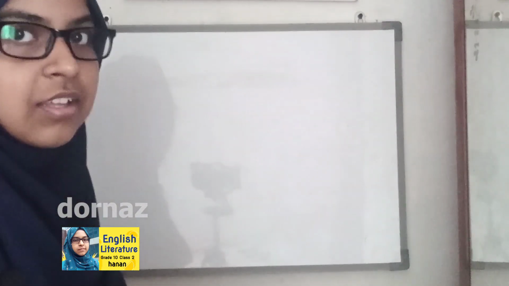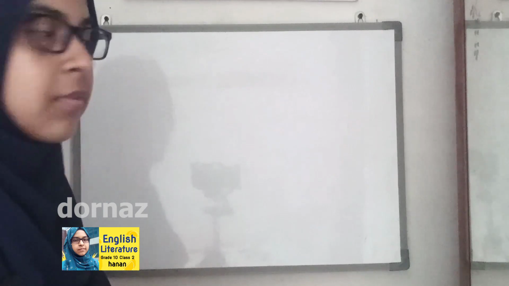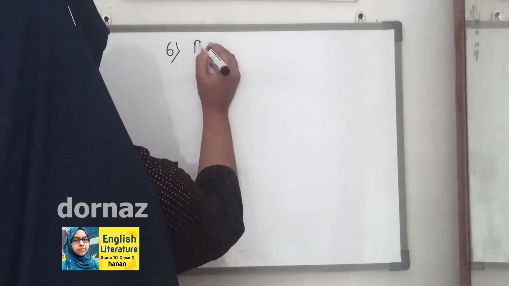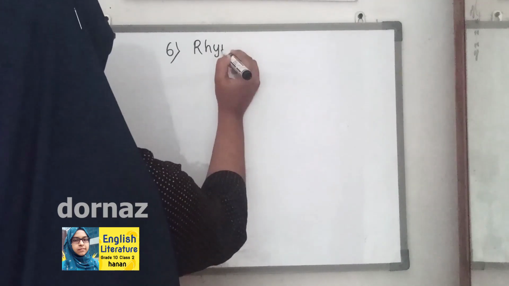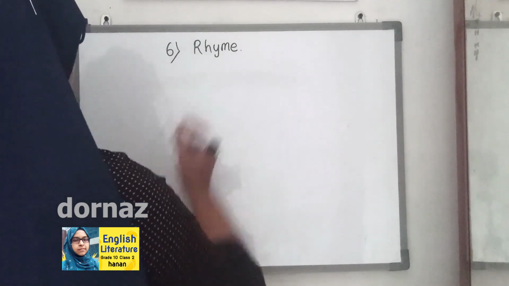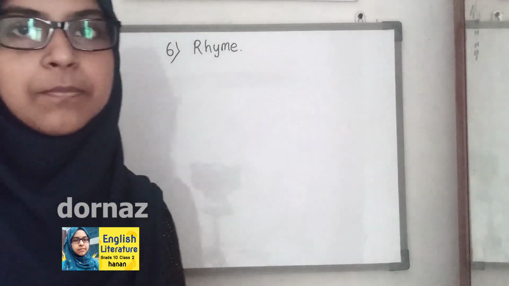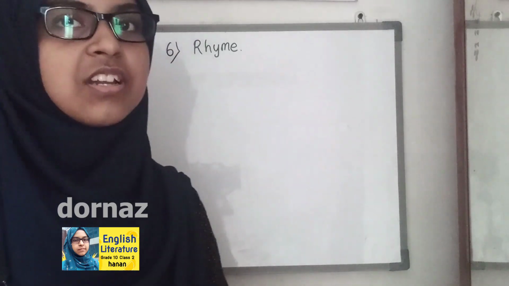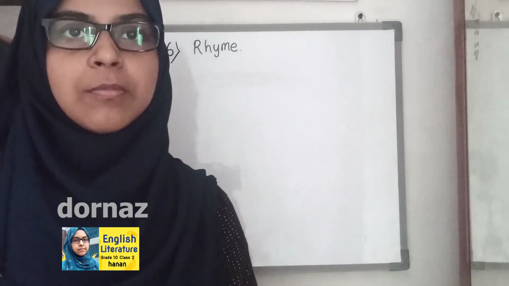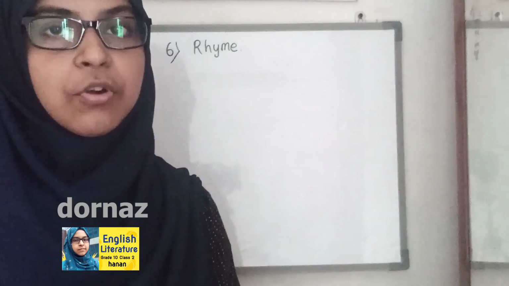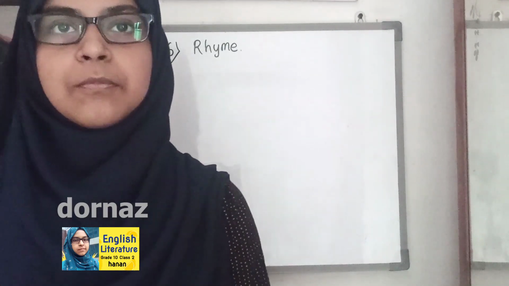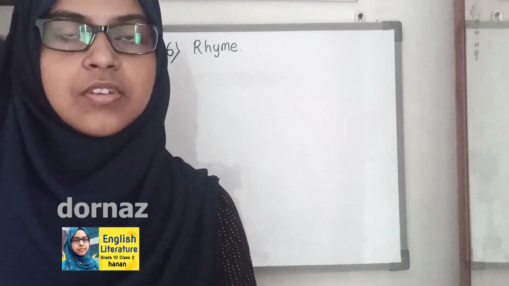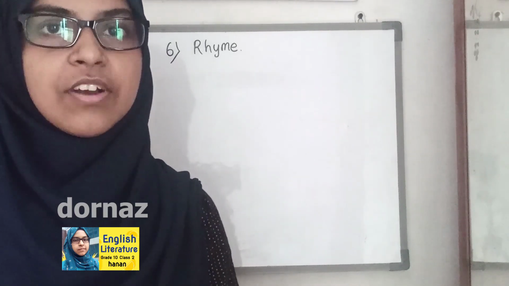I'm going to write the heading, the 6th poetic device from English literature, rhyme. What do you mean by rhyme? We all know what rhyme is because this is very much related to poems. Most poems contain rhyme as a poetic device. When we are reading poems, the ending part of some lines will be the same. We will have noticed that in several poems.